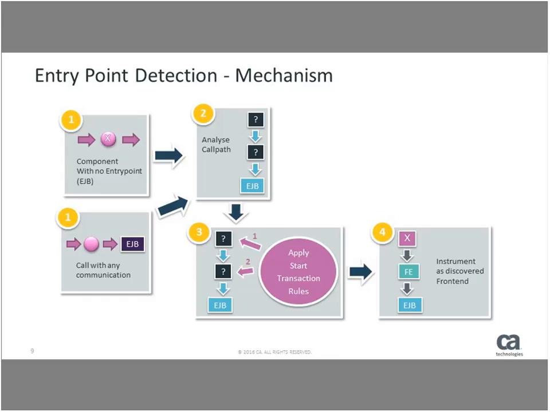This could apply, for example, to transactions which run across multiple threads, applications which are not using, for example, HTTP, JMS traffic, or any common protocol. So automated entry point detection focuses on identifying the correct, the very first possible transaction start.